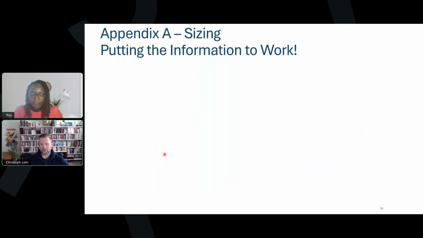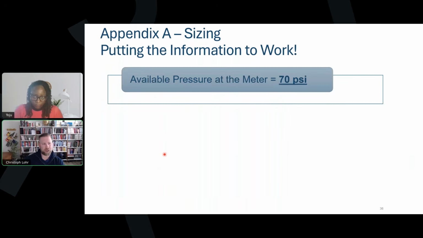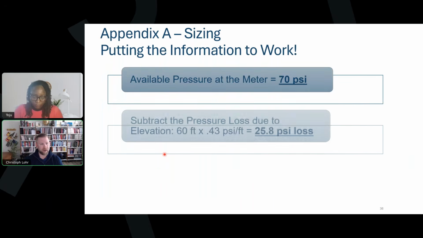All right, so let's take all the information we have now and put it to work. We're going to be flipping through a lot of slides pretty quickly. We're going to look at Appendix A from the UPC, and we're not going to spend too much time on this because hopefully it's pretty familiar to most of you here on the call today, but let's run through it. Let's say we had an available pressure at our water meter of 70 PSI.